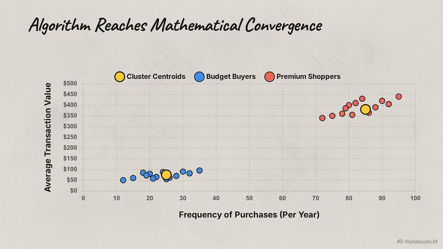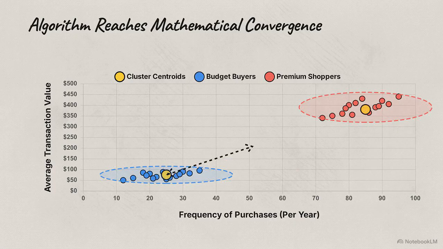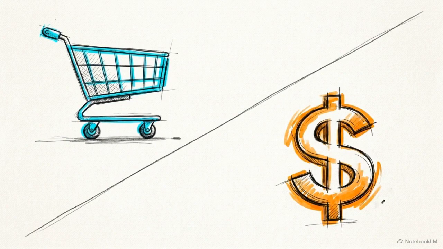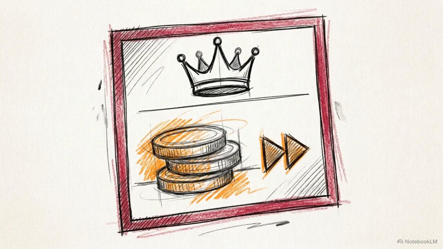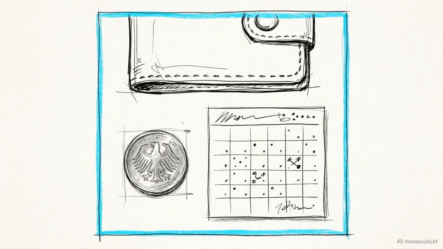Every data point is associated with its mathematically nearest center. The dense grouping around each centroid shows high intra-cluster similarity, and the clear gap between sets confirms high inter-cluster variance. Because we mapped these points by frequency and transaction value, we can now identify the subgroups. The red cluster represents high-frequency, high-spending premium shoppers, while the blue cluster identifies the budget buyers, who visit less often and spend less per trip.